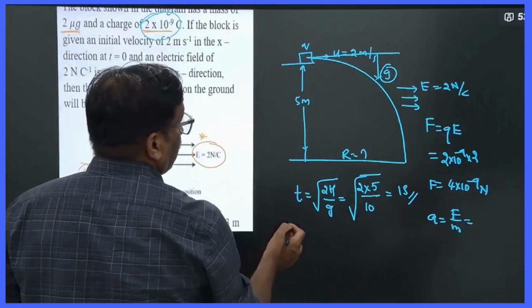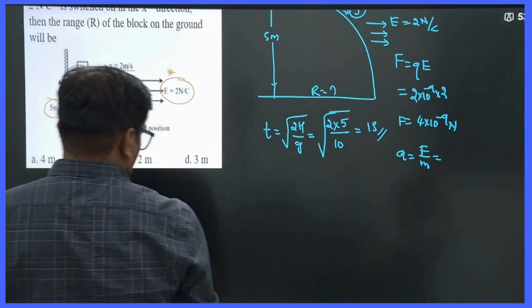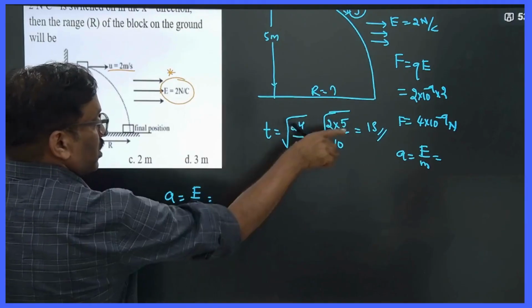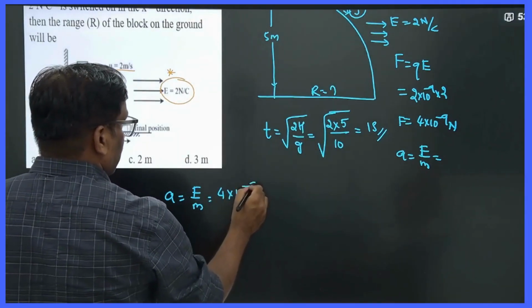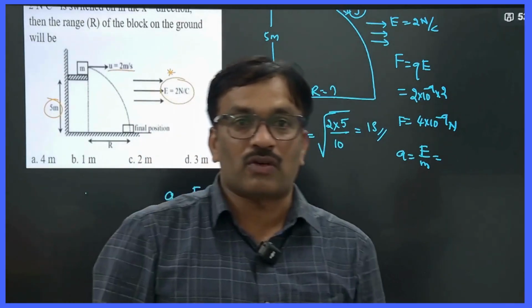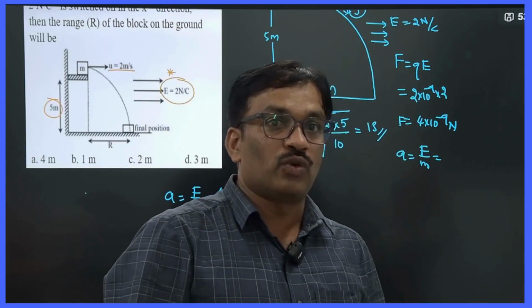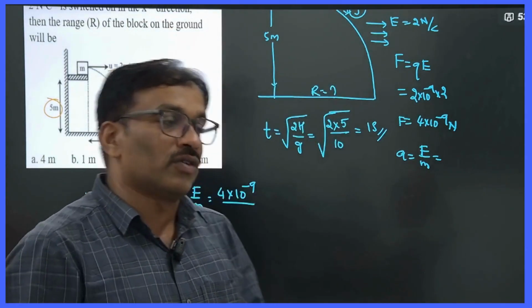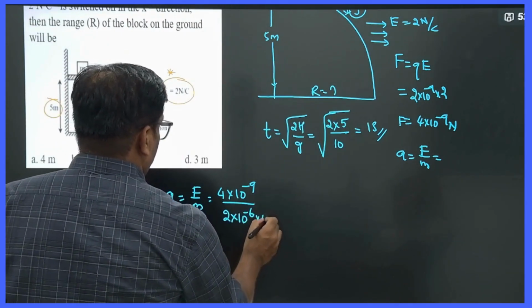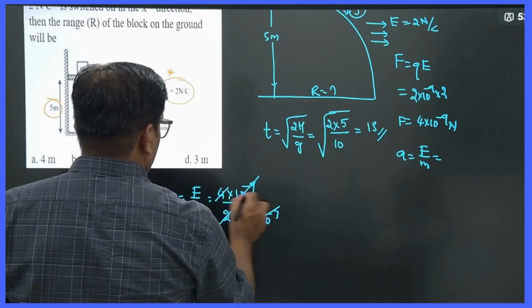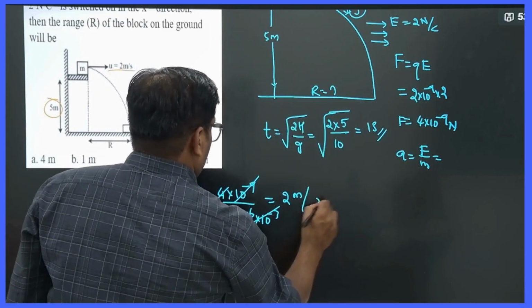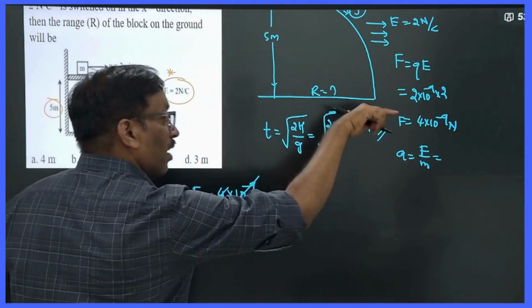Let us write it down here. The acceleration along the horizontal direction is force by mass. Force is 4 into 10 to the power of minus 9. Mass is given as 2 micrograms, which means 2 into 10 to the power of minus 6 grams. We always have to take it in kilograms, so 2 into 10 to the power of minus 6 into 10 to the power of minus 3. So this gets cancelled, and the horizontal acceleration is 2 meters per second squared.